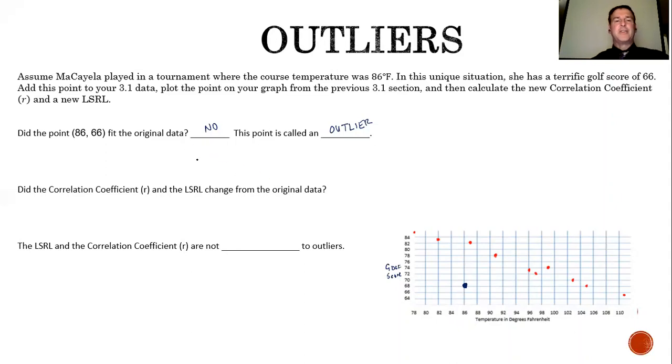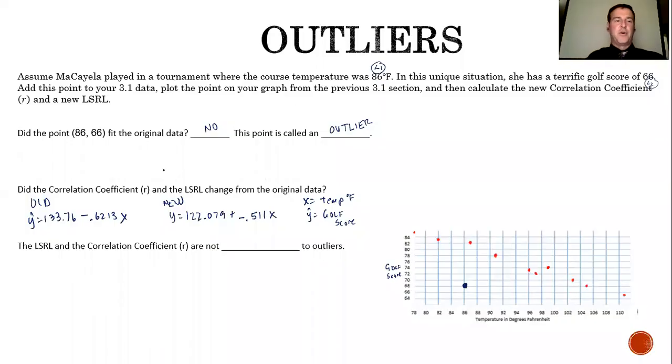Okay, now here's what they want you to do. Go back to your L1 and L2 and add this to your L1, that 86, and this to your L2. And then do another least squares regression line for it. Do the shortcut that I showed you. I'm going to do it as well, and we're going to look at our old equation versus our new one. So take a moment and hit pause for a second, and then we'll check it out.